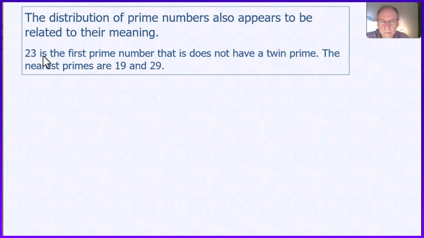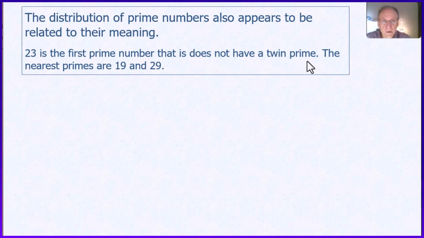23, let me give an example. 23 is the first prime number that does not have a twin prime. Twin prime means a prime number that's 2 away. So 5 and 7, 7 is 5 plus 2. 11 and 13, separated by 2. 17 and 19, separated by 2. When you get to 23, it does not have a prime number within 2.